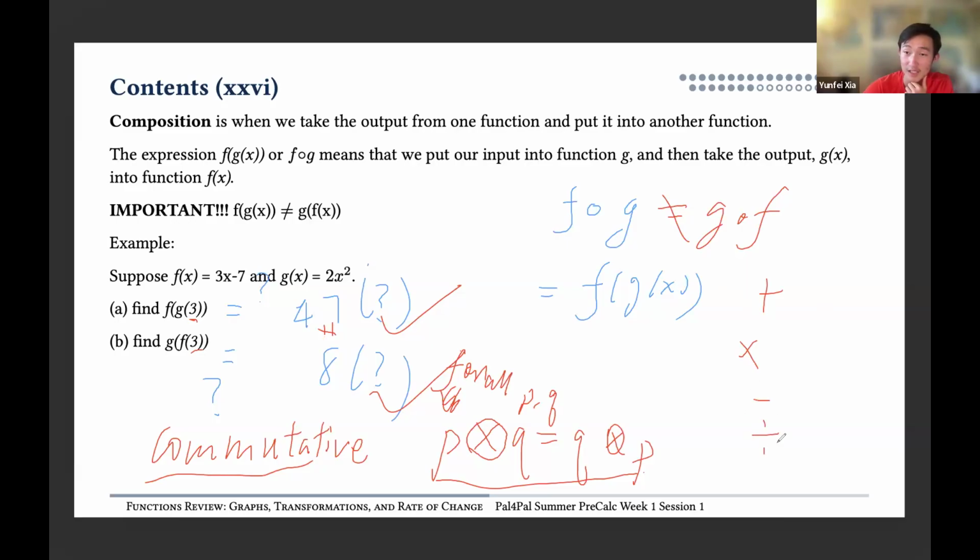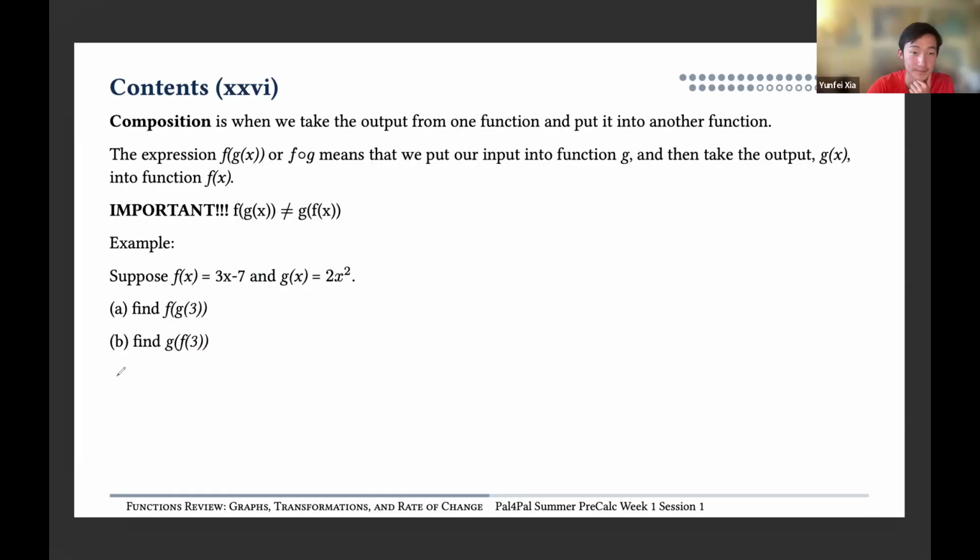Subtraction and division are not commutative. And also, yeah, there are some other ones as well. Later, we'll be learning about matrix multiplication, that is not commutative, but the dot product between vectors is, and the cross product between vectors is not. It's just one thing to keep in mind.